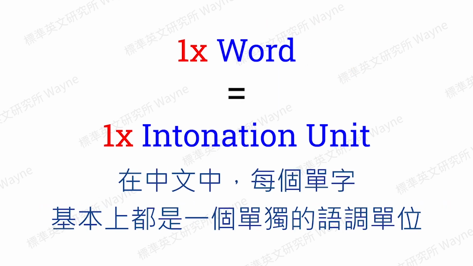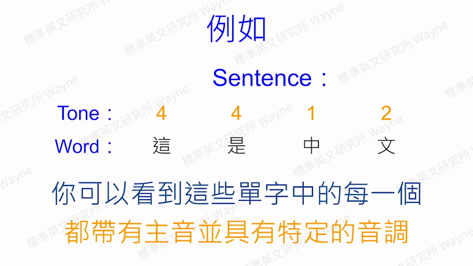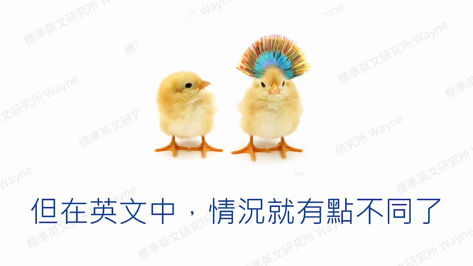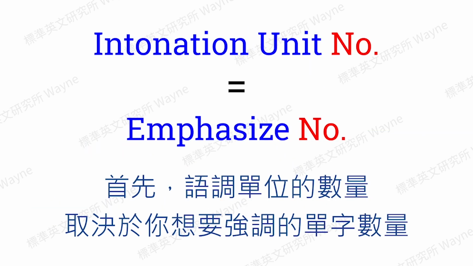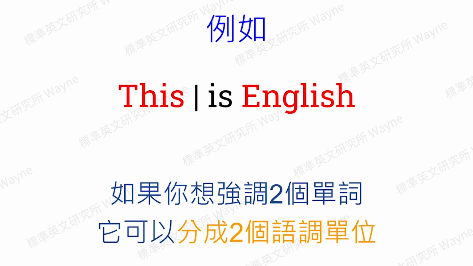In Chinese, every single word is basically a separate intonation unit unless the word is a modal particle you don't need to emphasize. For example, you can see that each of these words carries a tonic and has a specific tone, which makes them separate intonation units. But in English, it's a bit different. Firstly, the number of intonation units depends on how many words you want to emphasize. For example, this is English. This sentence only has one intonation unit if you only want to emphasize one word. This is English. Also, it can be divided into two intonation units if you want to emphasize two words.